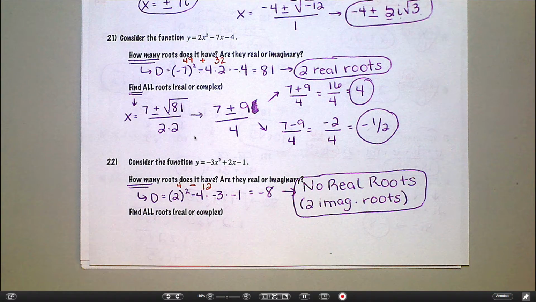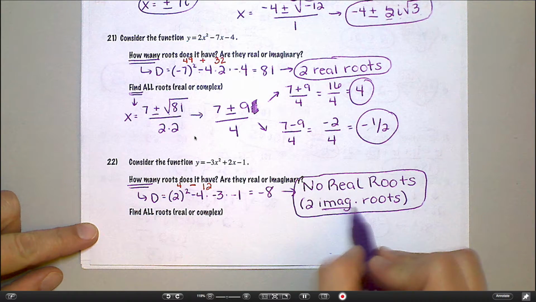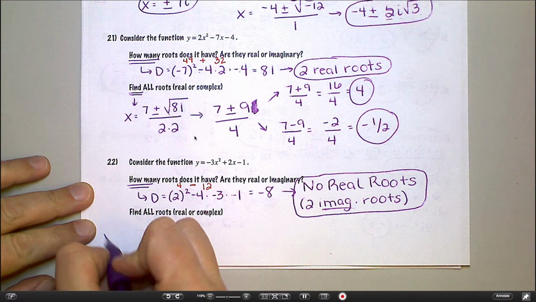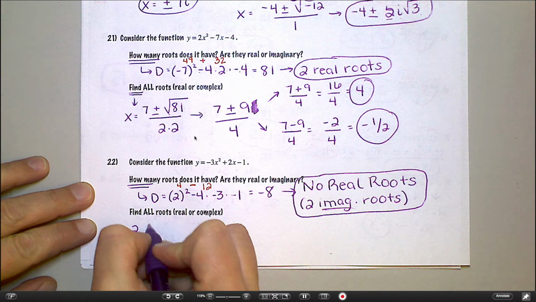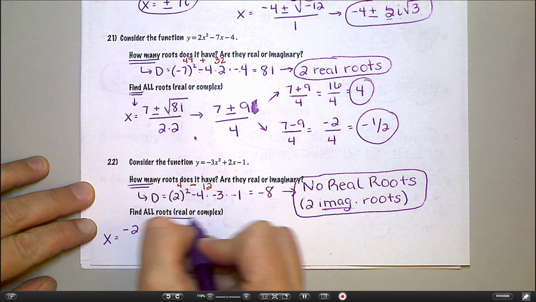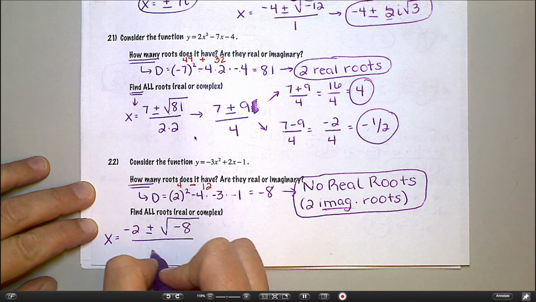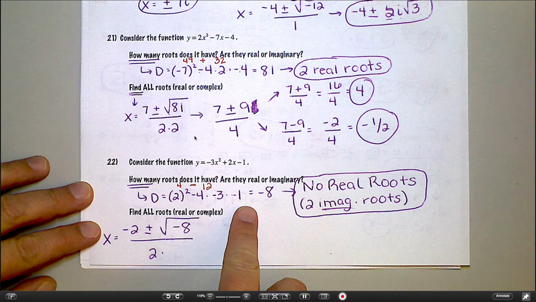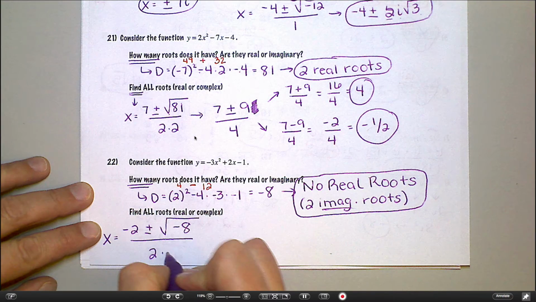Now, notice down here it says find all roots, whether they're real or complex. So I do want to go through the process of finding the roots. I just know that they're going to come out to be imaginary. So that would be negative b, so negative 2, plus or minus the square root of, luckily I already have that, negative 8, all over 2 times my a value here, which is, sorry, negative 3.